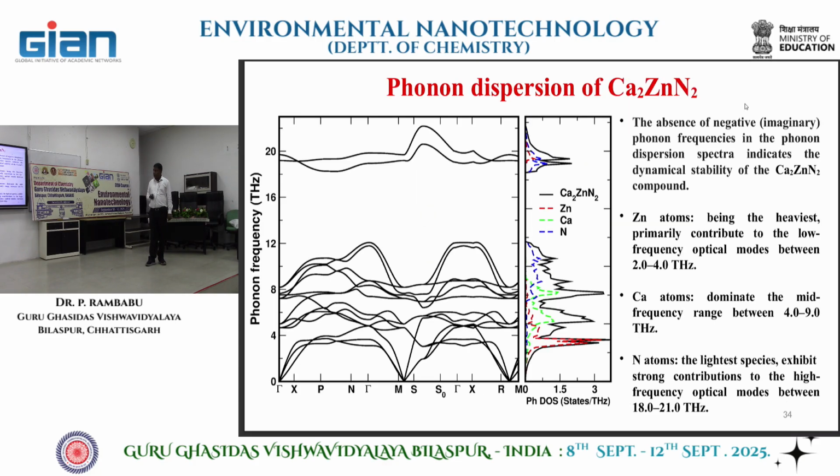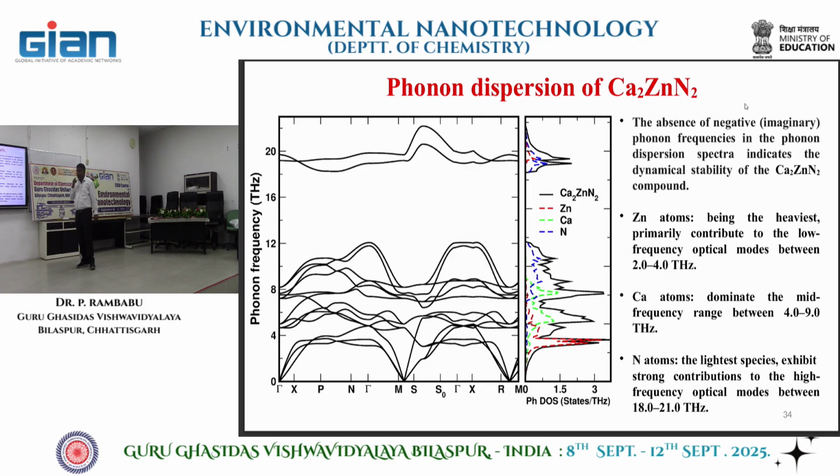Then I calculated the phonon dispersion of the compound. The positive phonon frequencies give you the dynamical stability in this compound, and from the phonon DOS we can tell in which region what type of atoms are contributing. And we know that atoms with heavy mass vibrate with low frequency, and atoms with light mass oscillate with more frequency.